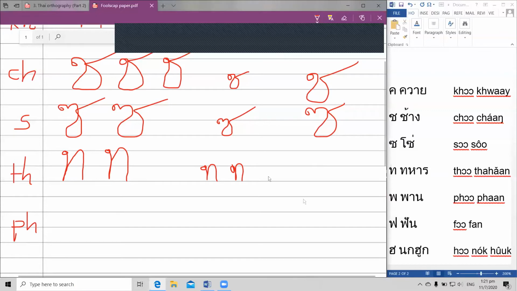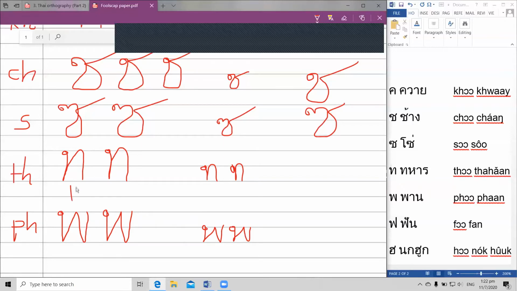This one looks easy to draw, correct? It's like a W but with a head. Let's write. Start from the circle as always and go down. Notice that the head is pointing outside, like the ทอทหาร.